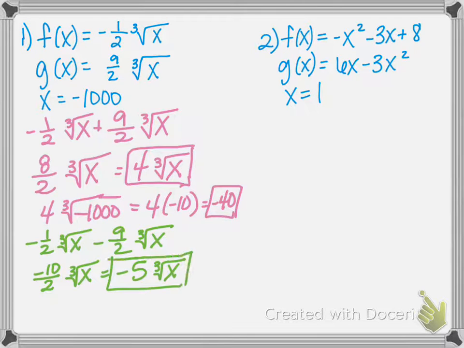So this is my first answer where I just combined my function. Second piece is just to plug it in. So it's -5 times the cube root of -1,000, which is going to be -5 times -10, which gives me a +50.